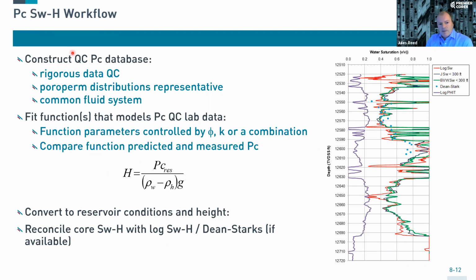So what we do is we construct a quality controlled capillary pressure database. We perform rigorous data QC. We eliminate samples we don't believe. We maybe put some tags on other samples to be careful of, so that we can do some sensitivity analysis around using it with or without those questionable samples. Make sure we've got a representative distribution of our poroperm, and also bring everything into a common fluid system.